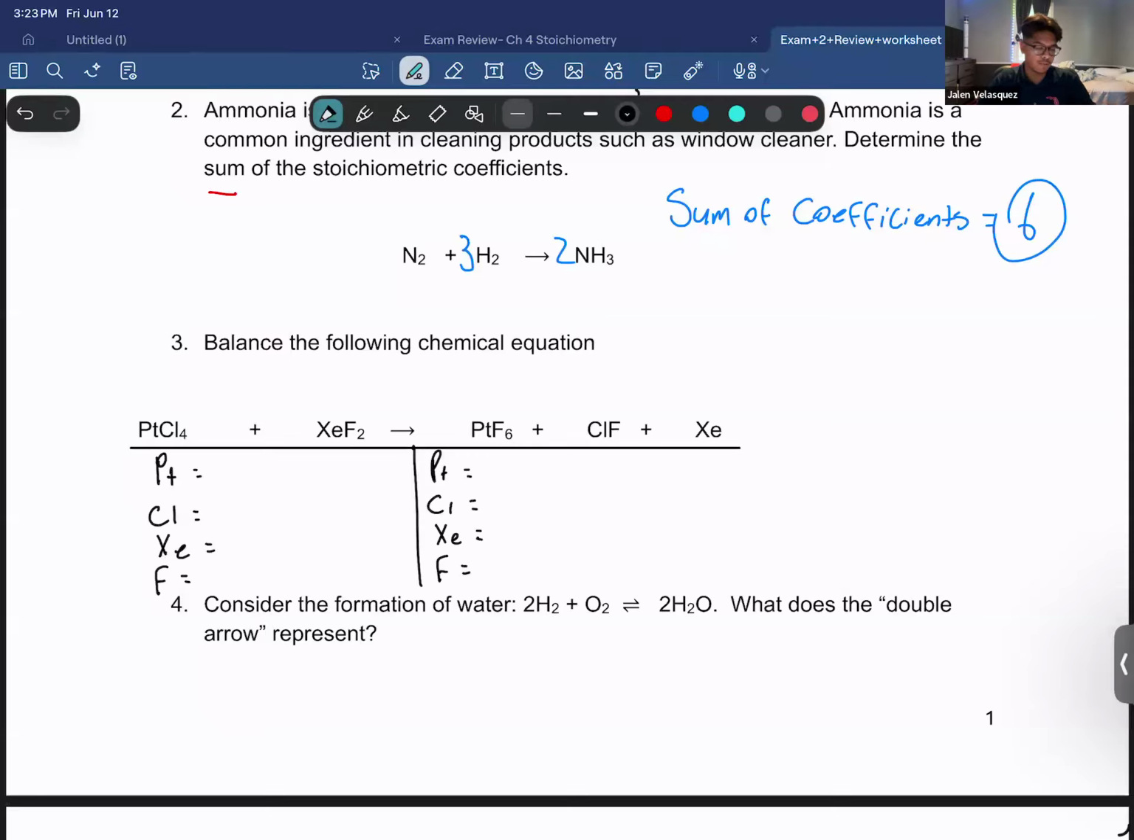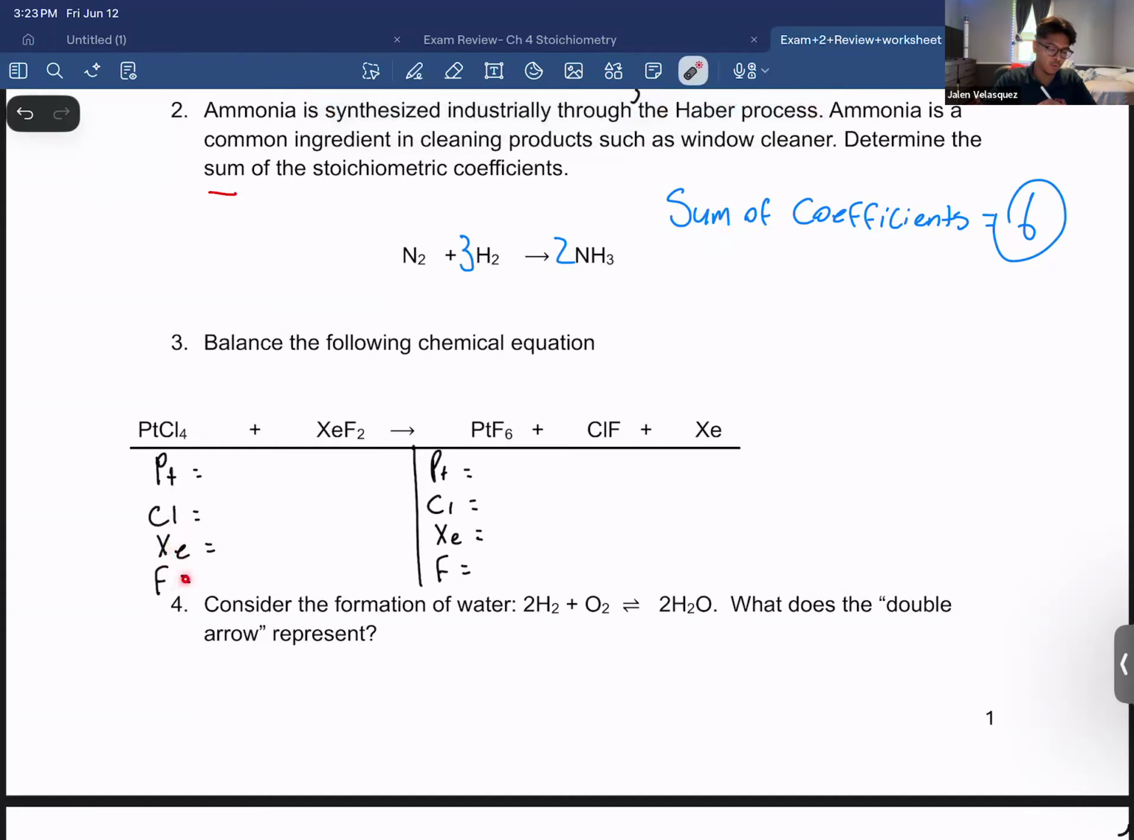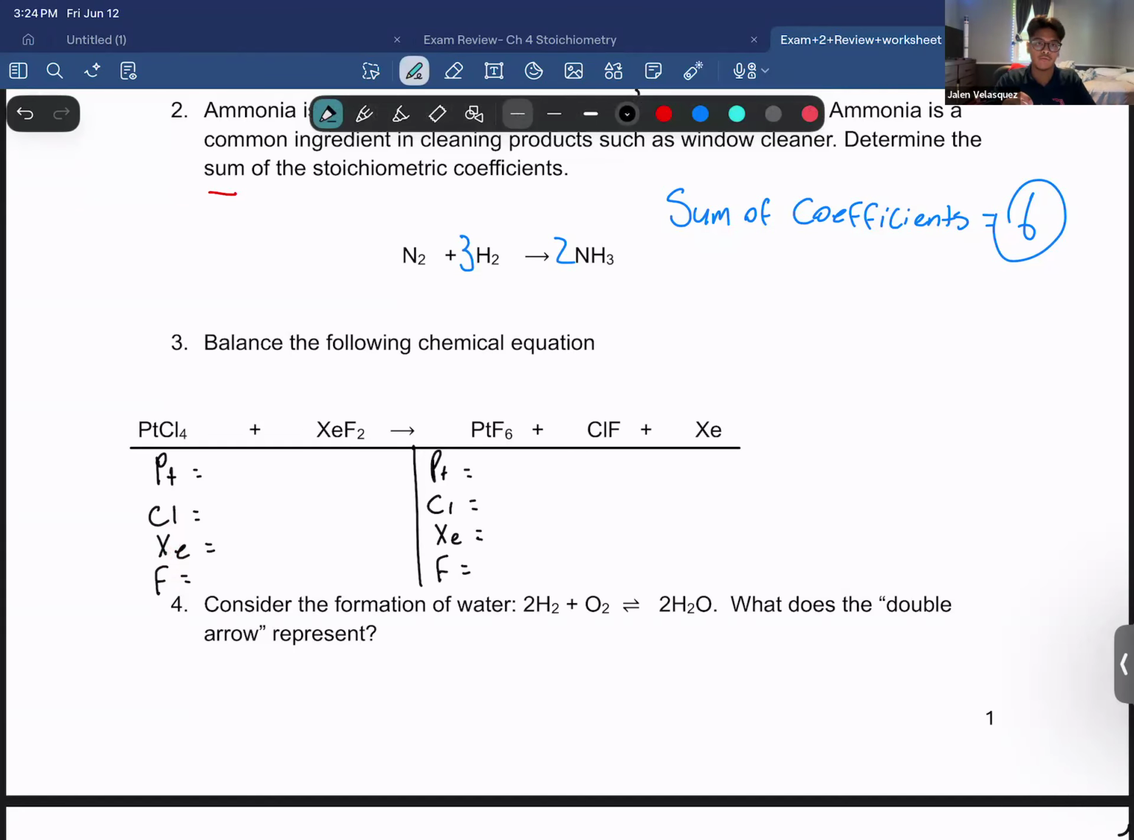All right, so we'll start going over number three. So balancing this equation. We have platinum, chlorine, xenon, and fluorine, right? So let's take our initial count on the reactant side. So platinum, we have one, chlorine, we have four, xenon, we have just one, and then fluorine, we have two.